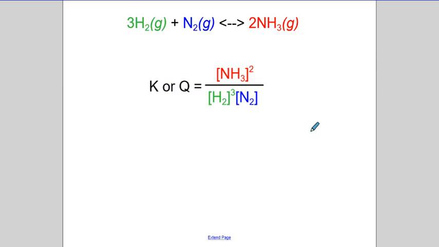So we'll look at this. Here's this reaction. Hydrogen gas is reacting with nitrogen gas to make ammonia. So products over reactants right here, and this is the same expression for both K and for Q. It doesn't matter. This is the expression for K or Q. It just means that if the values I put in here are at equilibrium, I solve for K. If the values I put in here are not at equilibrium, then I solve for Q.